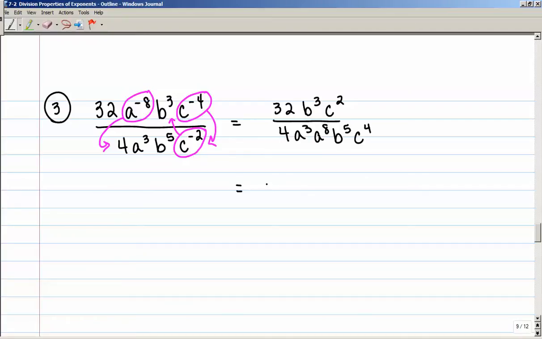Look at the coefficients. 32 divided by 4 is 8, and that's going to be an 8 on the top because I might have stuff on the bottom. My a's, I don't have any a's on top, but I have an a to the 3rd and an a to the 8th. That's going to give me an a to the 11th.